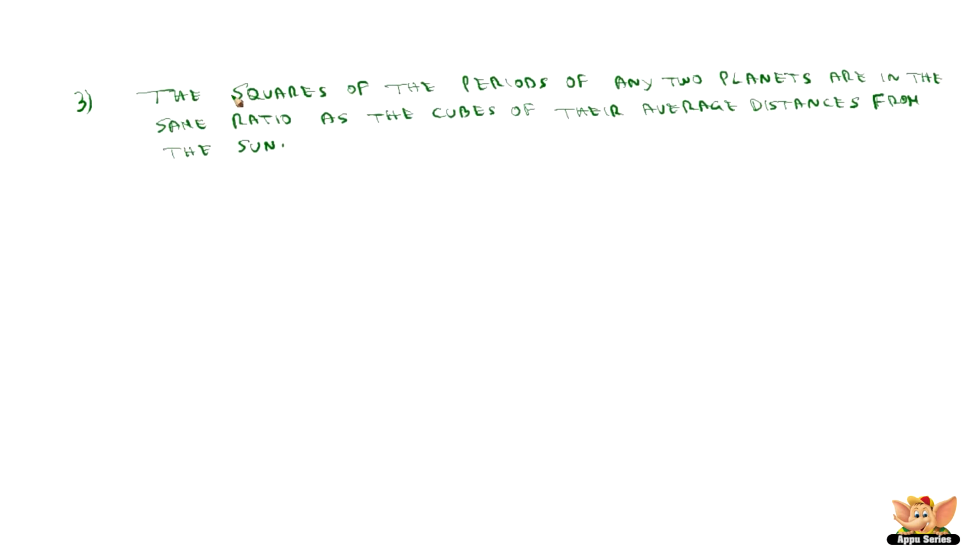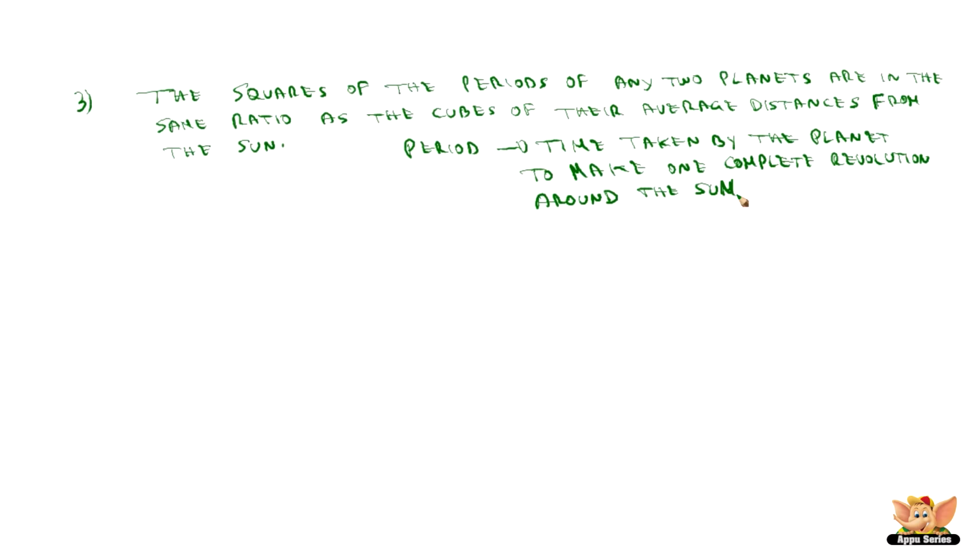The third law states that the squares of the periods of any two planets are in the same ratio as the cubes of their average distances from the Sun. What is the period here? The period of a planet is the time the planet takes to make one complete revolution around the Sun.